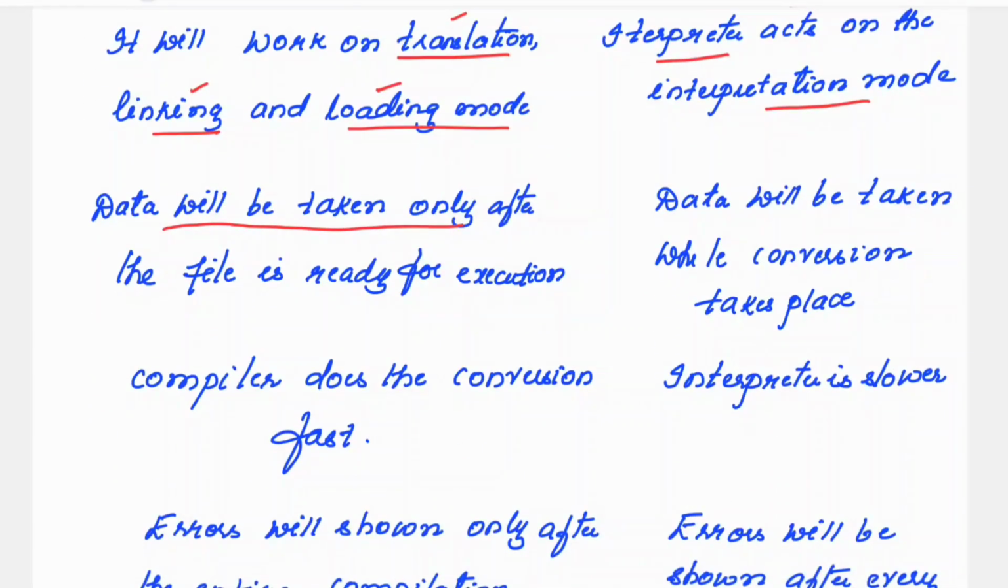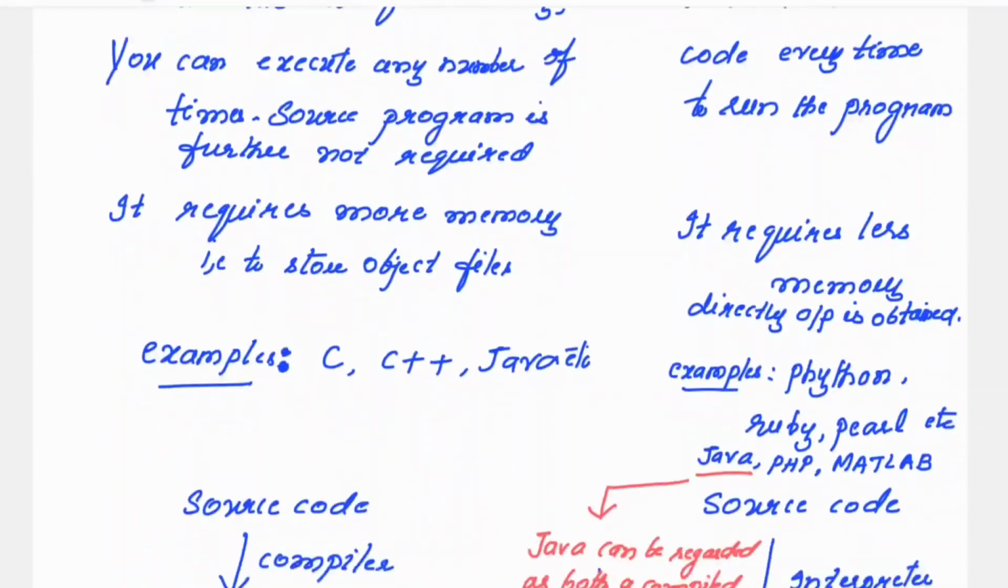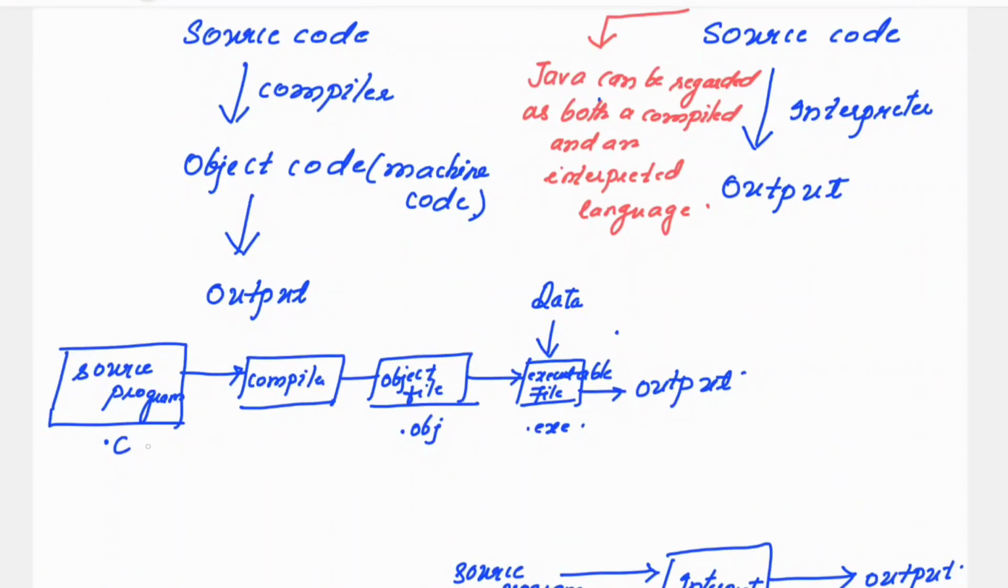Now what do you mean by this? Data will be taken only after the file is ready for execution. For that I have drawn a diagram here. You can see this is the source program. Then the translator used here is the compiler. This compiler will convert the source program into an object file, that is in machine language, which can be understood by the machine.